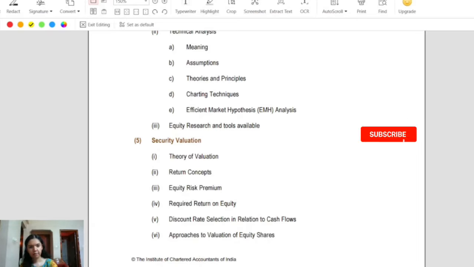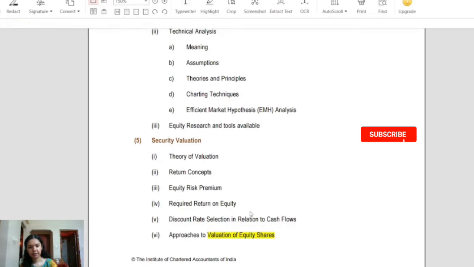Next we have chapter number 5, security valuation. This topic is quite relevant from the IBS viewpoint. Basically it covers the valuation of shares, debentures and preference shares. So these concepts are important here.